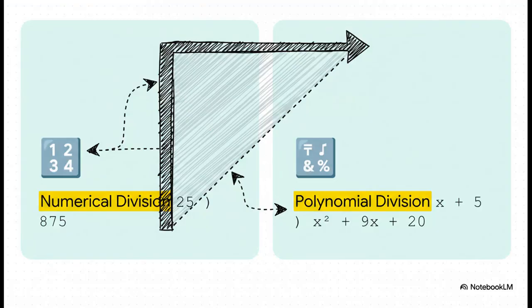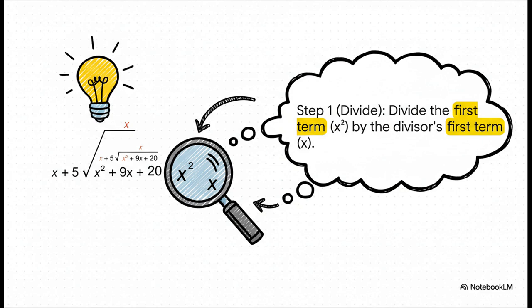Okay, now check this out. This is what's so cool. Look at the setup on the left for numbers, and then look at the right for polynomials. See? It's practically identical. You've got your dividend inside, your divisor outside. The whole structure is the same. So let's start the cycle.